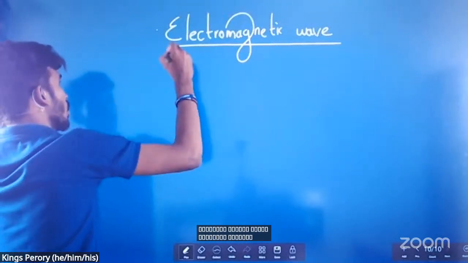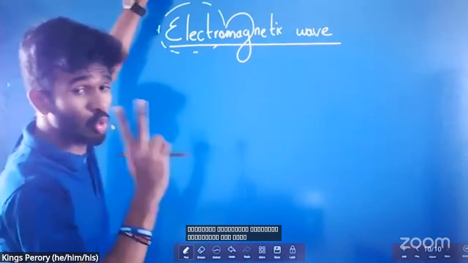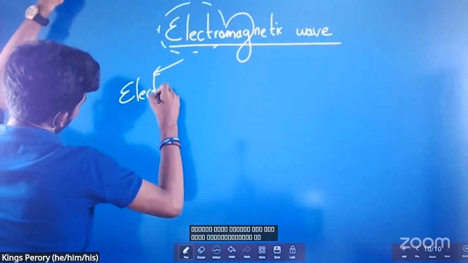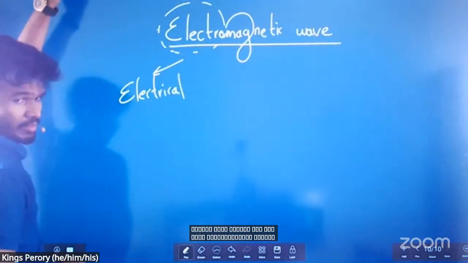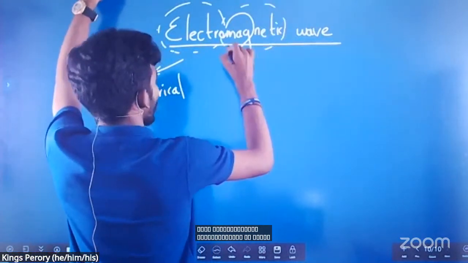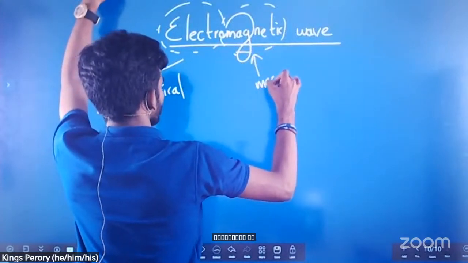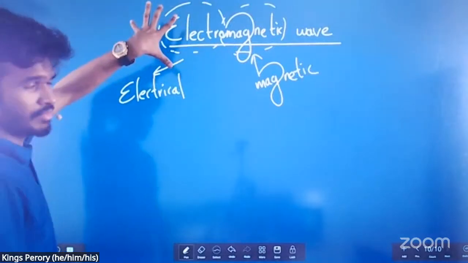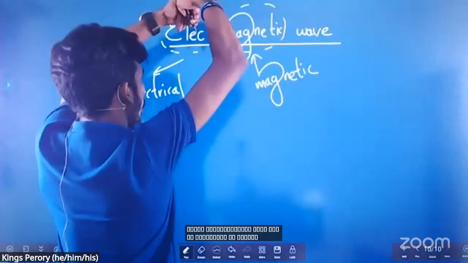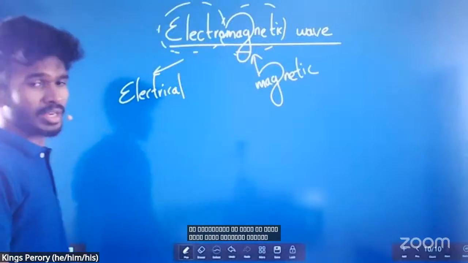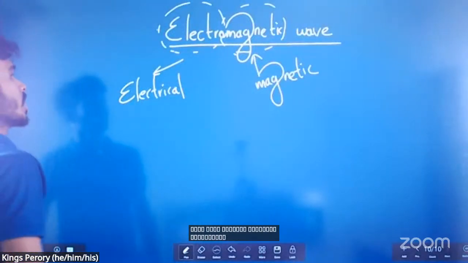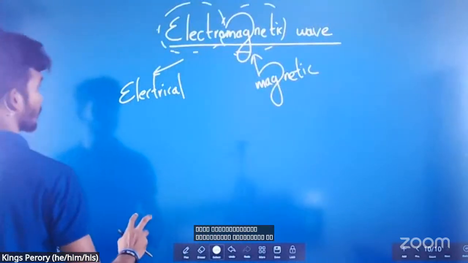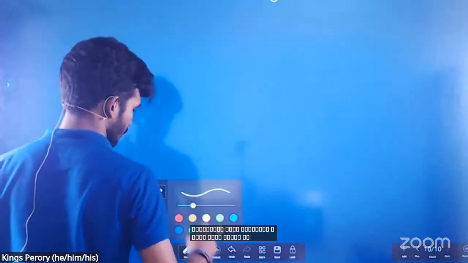electromagnetic. It has two types of waves in it. It has an electrical wave and a magnetic wave. Electrical wave is there, magnetic wave is there. Both of them together form electromagnetic wave. How are they joining? How are these electrical wave and magnetic wave joining? I will draw and show you all.